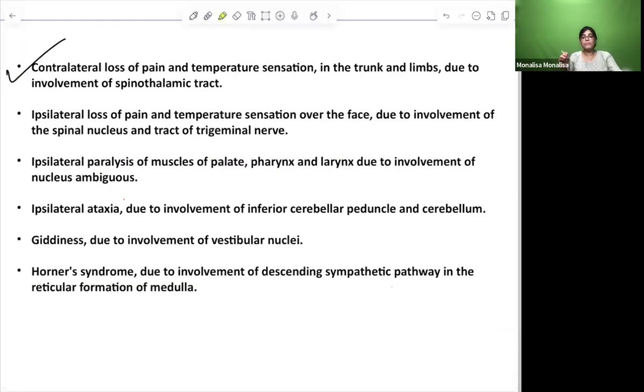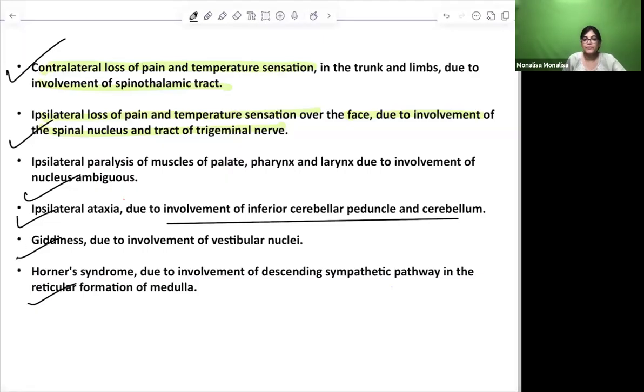So actually it is very, very important for you to note down that opposite side pain and temperature will be gone. Contralateral pain and temperature is gone due to involvement of the spinothalamic tract. Same side temperature sensation of the face is gone due to the trigeminal nucleus. Paralysis of the muscles of the tongue, paralysis of the muscles of palate, pharynx and larynx. Cerebellar peduncles, so there will be no balance, ataxia, giddiness and Horner syndrome. So these are the features of lateral medullary syndrome.